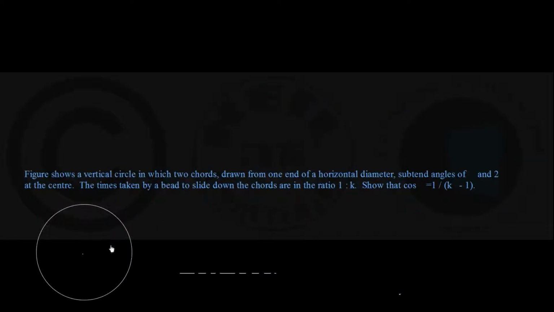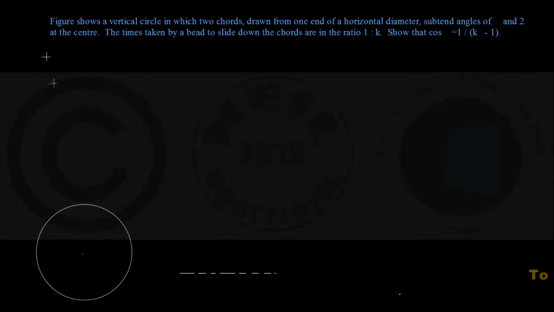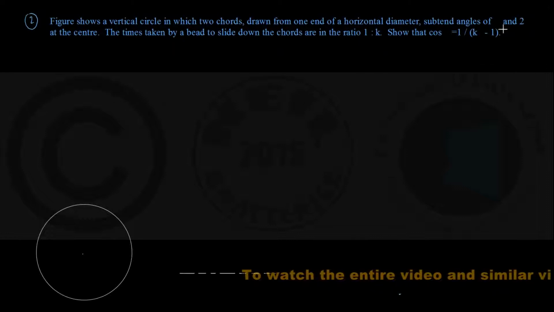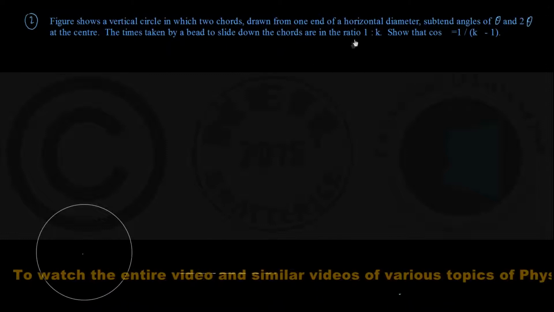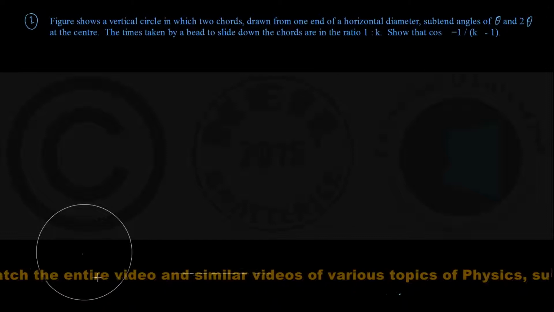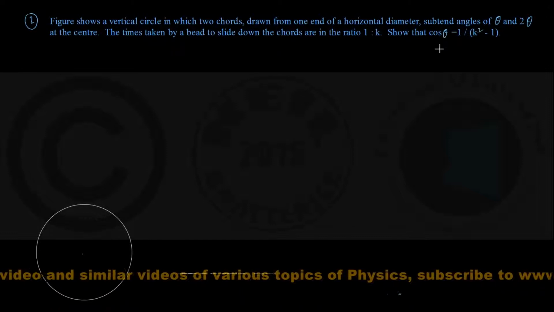Let us move on to the next problem, which is problem number 2 in the lecture. And this one is telling that the figure shows a vertical circle in which two chords drawn from one end of a horizontal diameter subtend angles of theta and 2 theta at the center. The times taken by the bead to slide down the chords are in the ratio 1:k. Show that cos theta is equal to 1 upon k square minus 1.